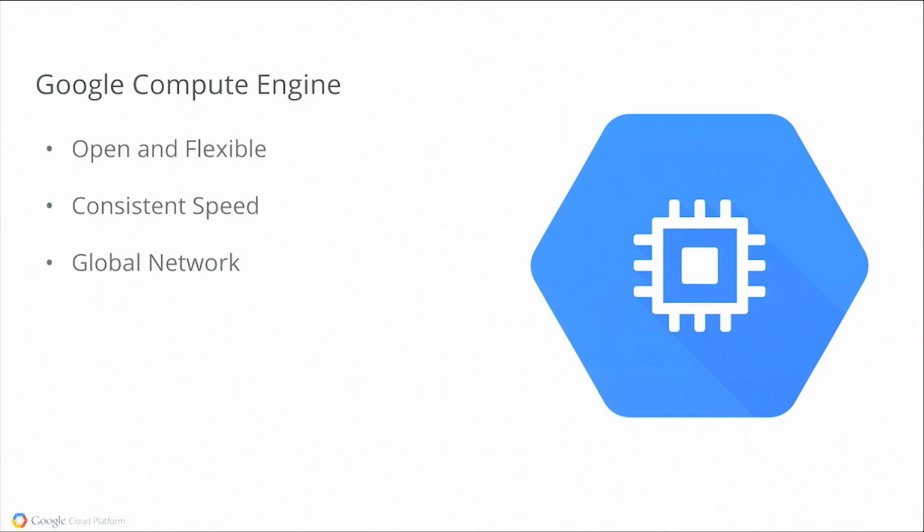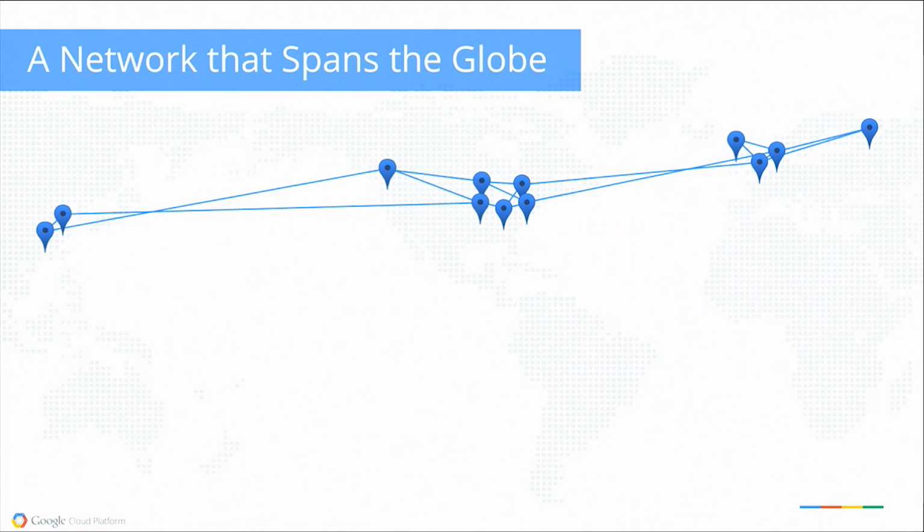And also, the consistent performance. Not only is it a very high performance system, every machine performs at a high level, so you can design around, you can design depending on those consistent benchmarks in the back end. And so with that, the first point is really the network that spans the globe.